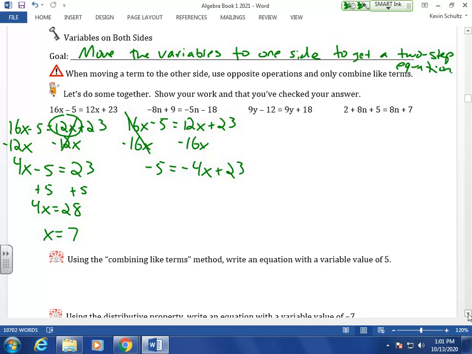Over here, we'd subtract 23. So negative 28 equals negative 4x. Divide both sides by negative 4. And a negative 28 divided by negative 4 is a positive 7. So it does not matter which side you move the variables to. Most students prefer to keep that coefficient positive, so they'll look for which side do I move them to keep that positive. But it really doesn't matter.